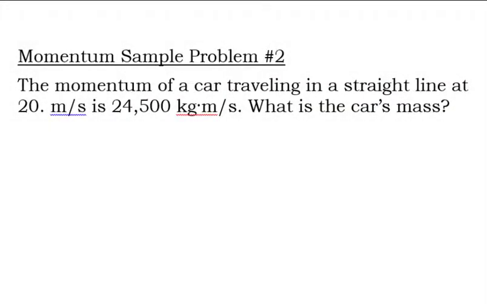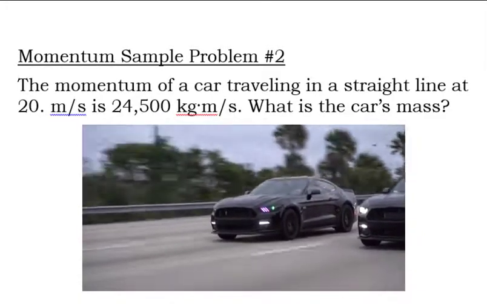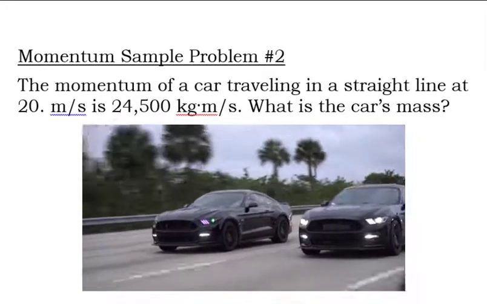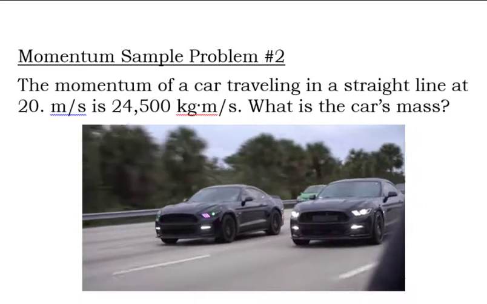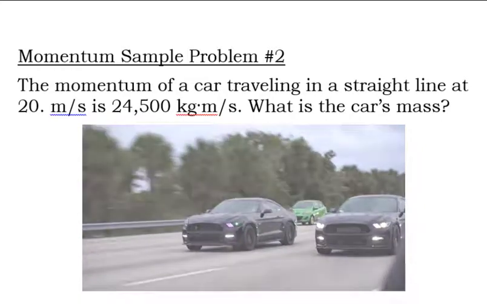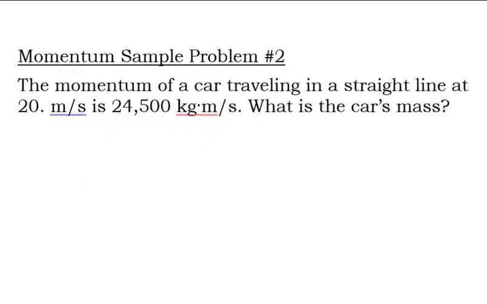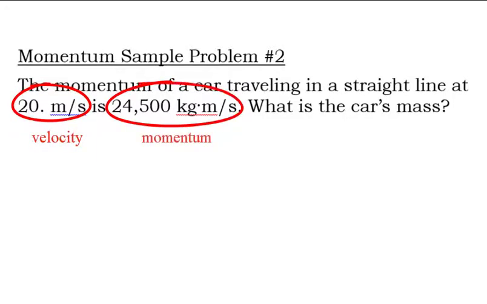Here's the second of our sample problems. The momentum of a car traveling in a straight line at 20 decimal point meters per second is 24,500 kilogram meters per second. What is the car's mass? Our first piece of given information is 20 decimal point meters per second. Nothing else is stated, so we're going to assume that's a positive velocity. The momentum is 24,500 kilogram meters per second, and that's our second piece of given information.